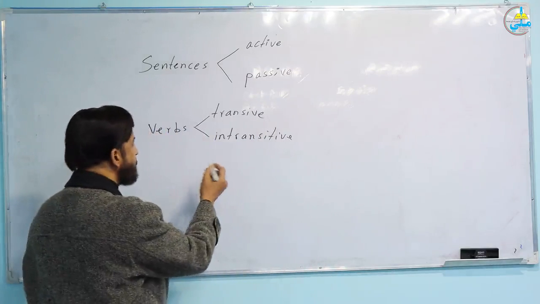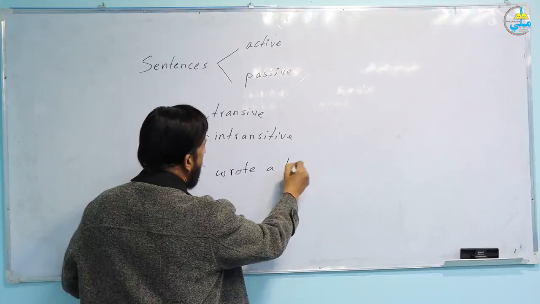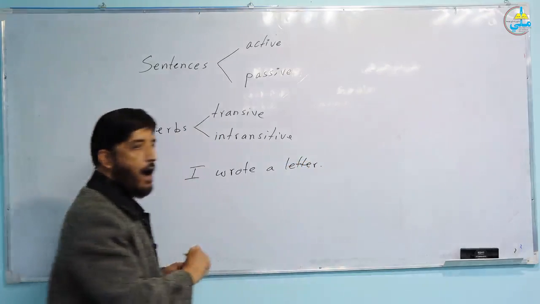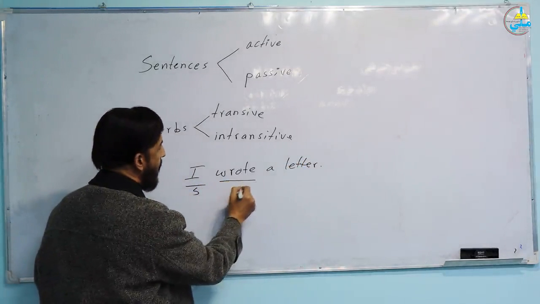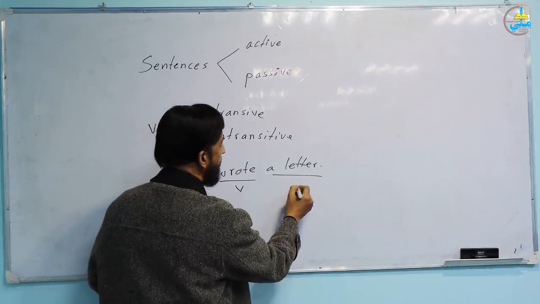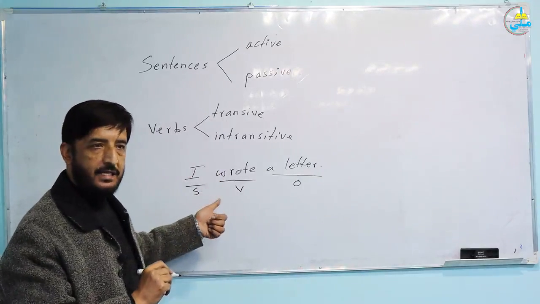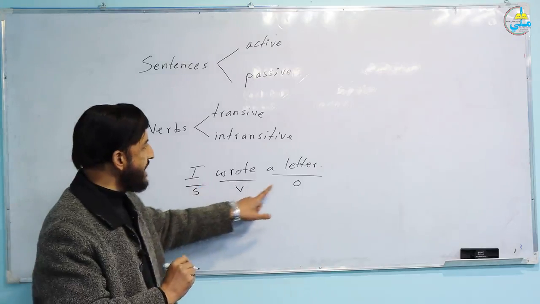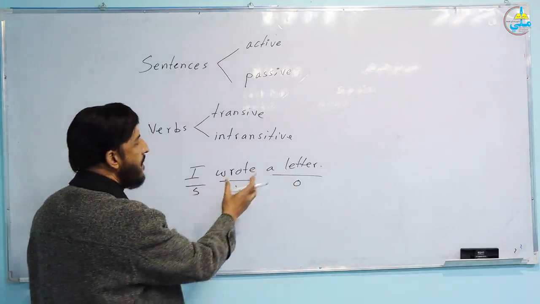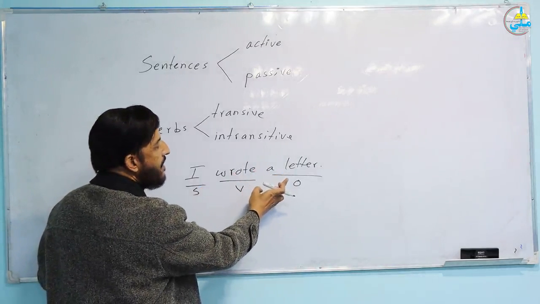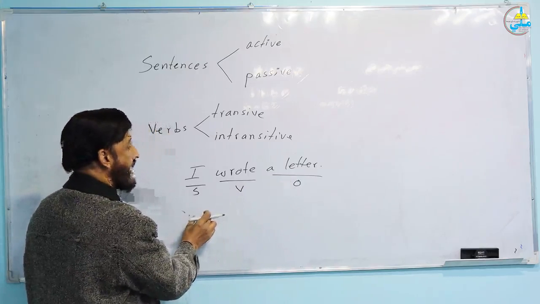For example, I wrote a letter. I is the subject, wrote is the verb, a letter is the object. So this is an active sentence. Now, because this sentence has an object, we can change it to passive. How can we change it to passive? First of all, we make the object of the sentence the subject of the passive sentence.